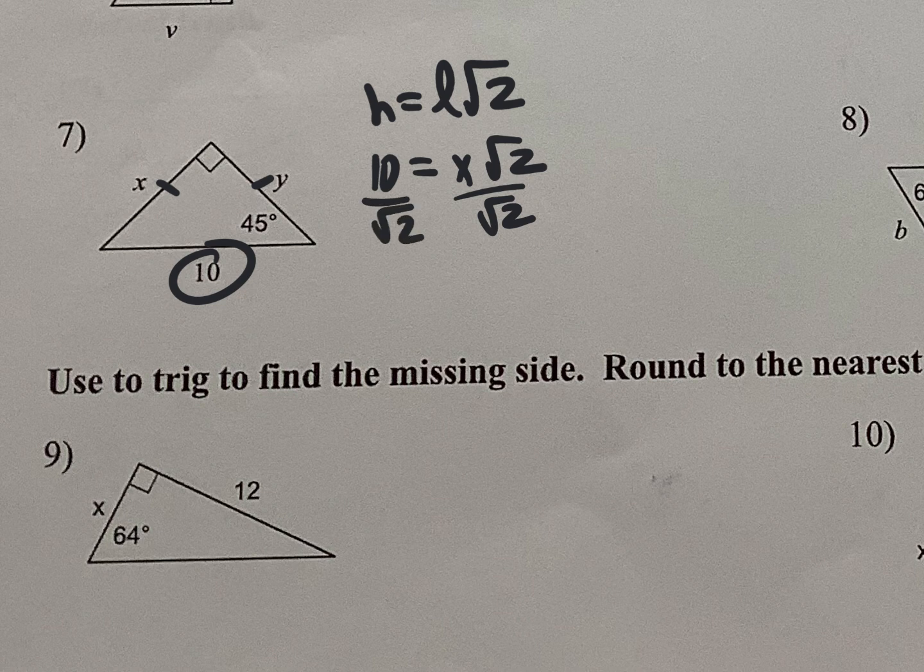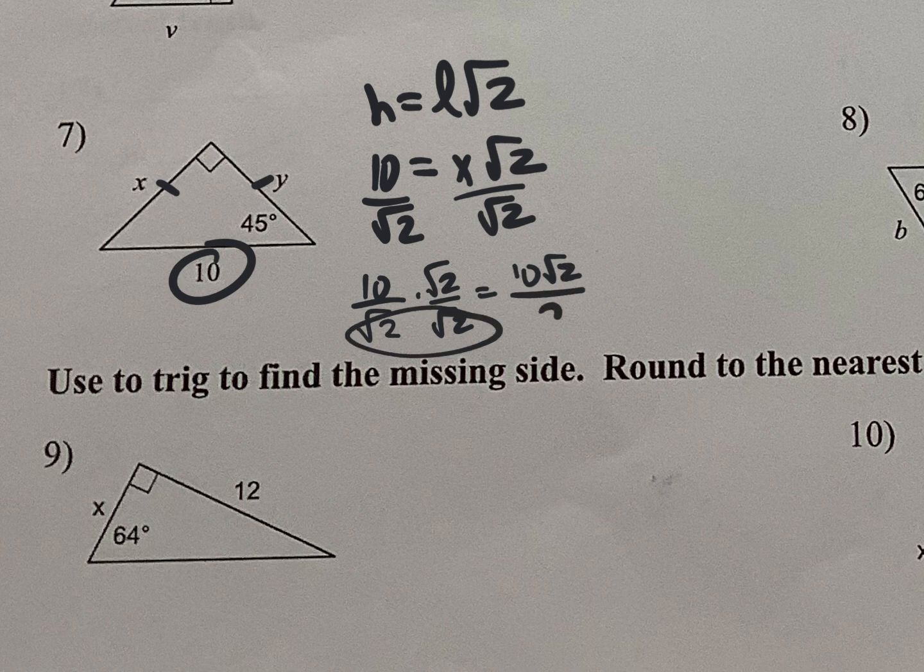So we divide off the square root of 2. So now you have to rationalize your denominator by multiplying by the radical. That's 10 square root of 2. And there's a pair. So the square root of 2 times the square root of 2 is the square root of 4, which is 2. And then the 10 and the 2 reduce. So your answer for x and y is 5 square root of 2.